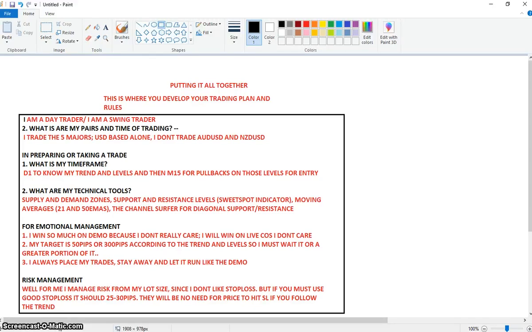All right, we are putting the whole stuff together. This is the last part of the course, which is called putting it all together. In this place we'll be looking at how you can develop your trading plans and your rules. Very important. Based on what we have learned so far, this is the summary of everything in the form of a trading plan.